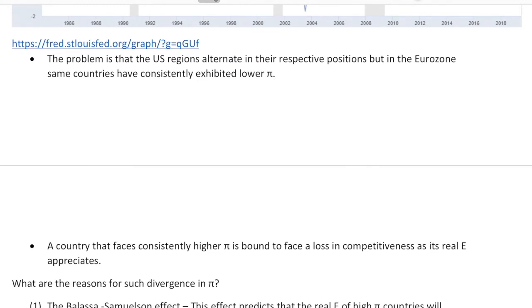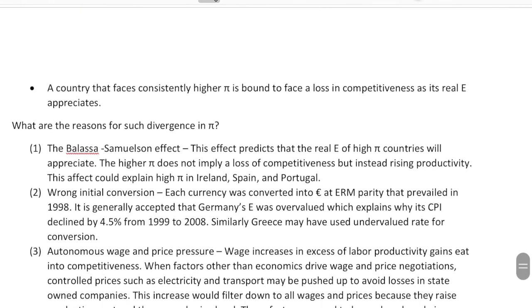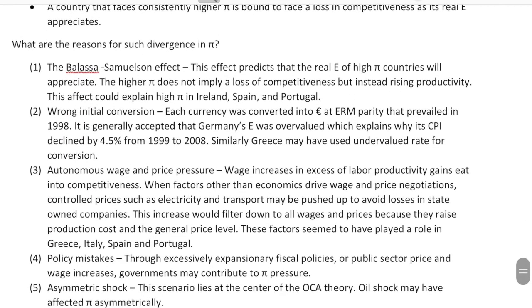So of course, we all know that a country that consistently faces higher inflation is bound to face a loss in competitiveness as its real exchange rate appreciates, right? So then the question is, what are the reasons causing this divergence in inflation among Eurosystem members?